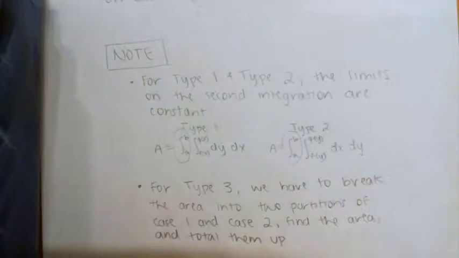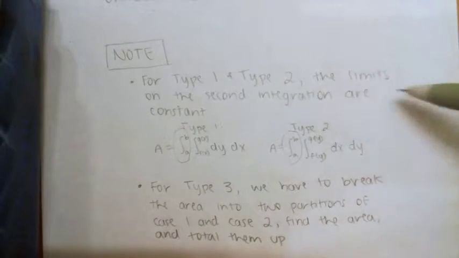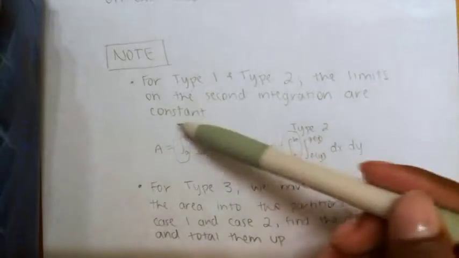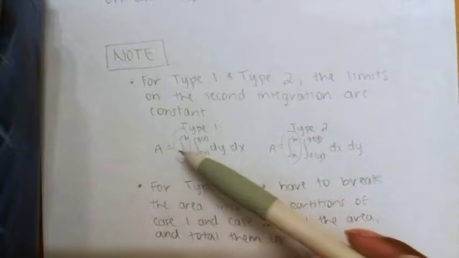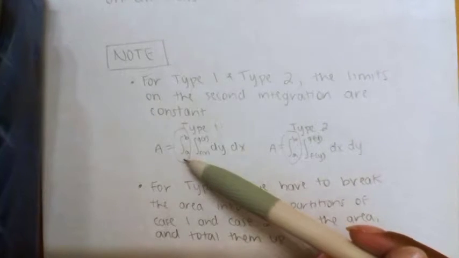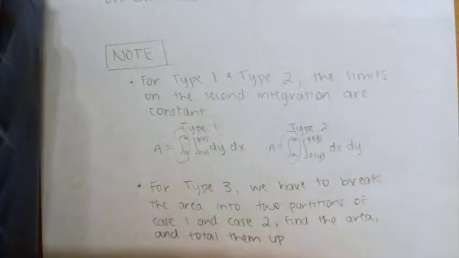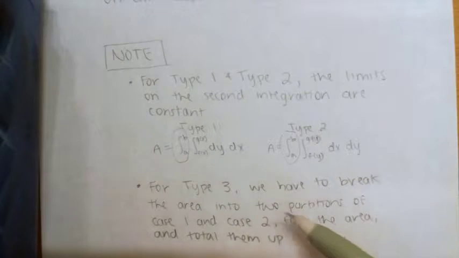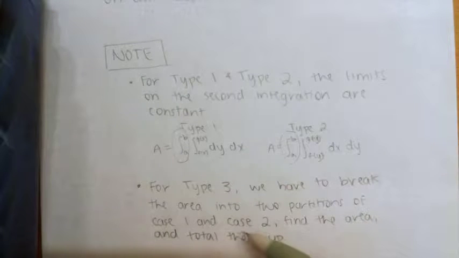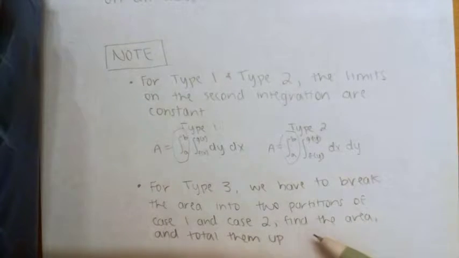Note, for type 1 and type 2 functions, the limits on the second integration are constant. So you can see that both on type 1 and type 2 the integrals go from a to b, which are constants. And when solving for type 3, we have to break the area into 2 partitions of case 1 and case 2, find the area, and total them up.